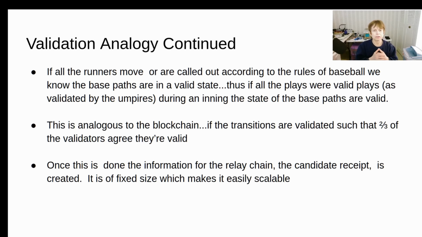So, continuing this analogy, if all the runners moved or were called out according to the rules of baseball, we know the base paths are in a valid state. Thus, if all the plays were valid plays as validated by the umpires during an inning, the state of the base paths is valid. So this is analogous to the blockchain. If the transitions are validated such that 2/3 of the validators agree they're valid, then they're valid. Once this is done, the candidate receipt is created for the relay chain.